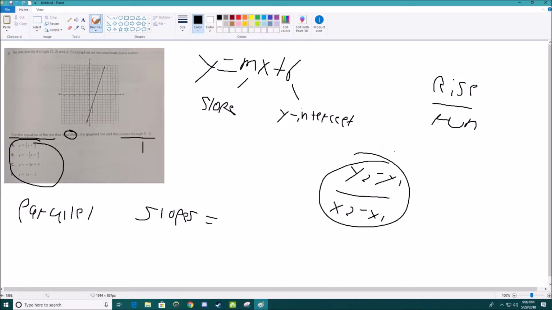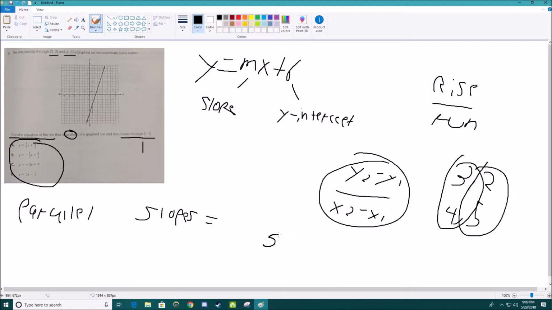So, we know the two coordinates are (3, 2) and (4, 5). These are the x's and these are the y's. Let's plug them in, shall we? So we have 5 minus 2 and 4 minus 3. That simplifies to 3 over 1, which also simplifies to just 3. So m is equal to 3. We found that.